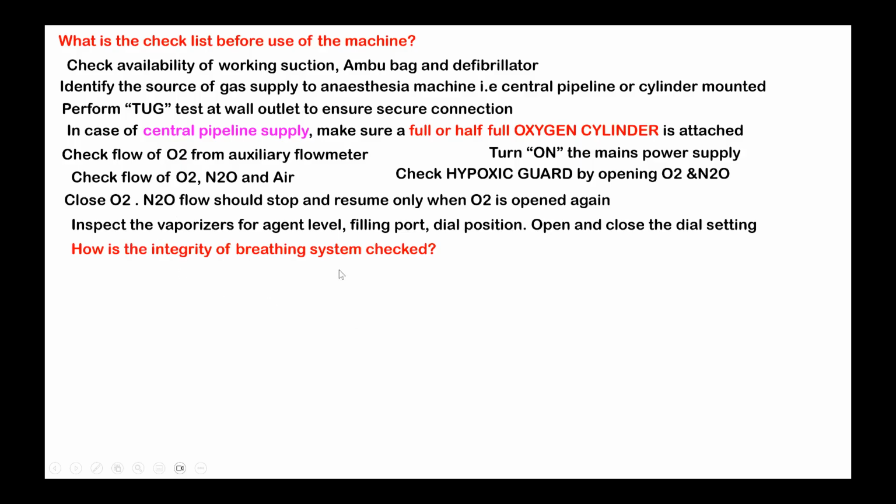How is the integrity of breathing system checked? That is, ensuring that there is no leak or anything. How do you check for the integrity of the breathing system? See, every day you are attaching the reservoir bag to one end and inflating, to see whether the bag is filling or not.